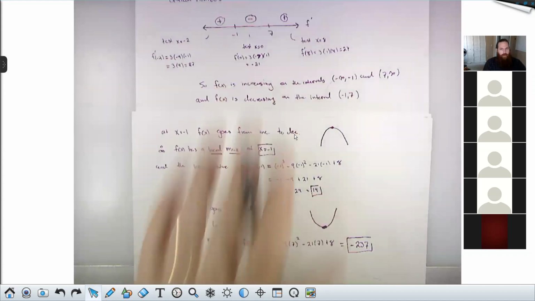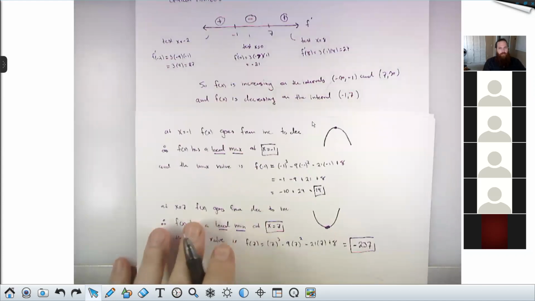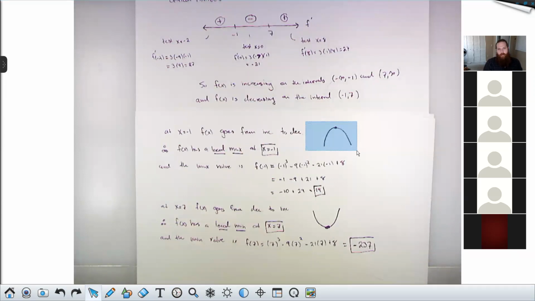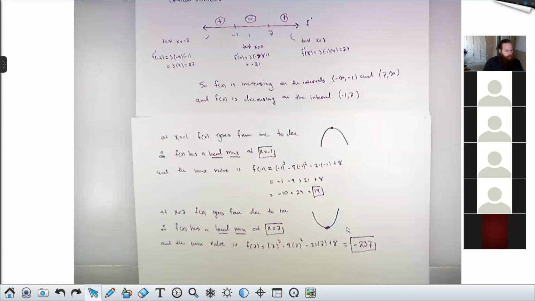I would like to draw your attention to something here. If I have a local max, like I do here at x equals -1, then my function is concave down, or at least most likely is concave down. In other words, if f double prime exists here, then f double prime has to be negative. And if f double prime exists here, then f double prime has to be positive. So that's called the second derivative test, and I'll explain exactly what that is a little bit down the road. First, let's finish solving the problem.